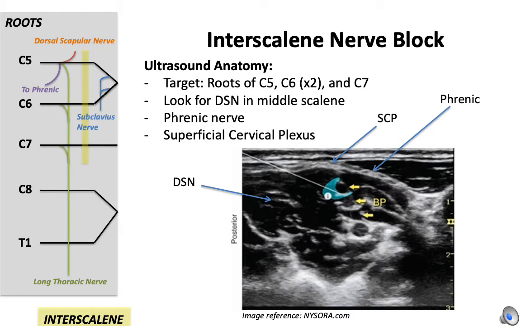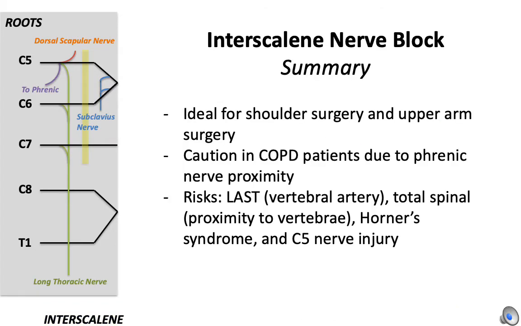The superficial cervical plexus can be found superficial to the nerve roots, near the tip of the sternocleidomastoid. The phrenic nerve can be found anterior to the nerve roots, and underneath the sternocleidomastoid muscle. The proximity of this nerve to the location of the block explains the high likelihood of having diaphragm paralysis with the interscalene nerve block.